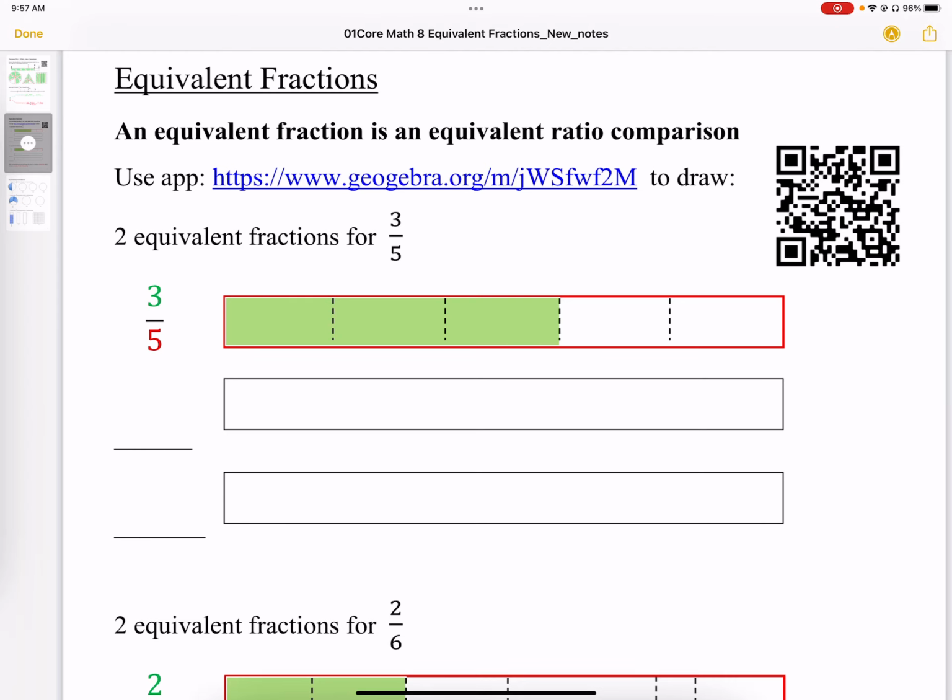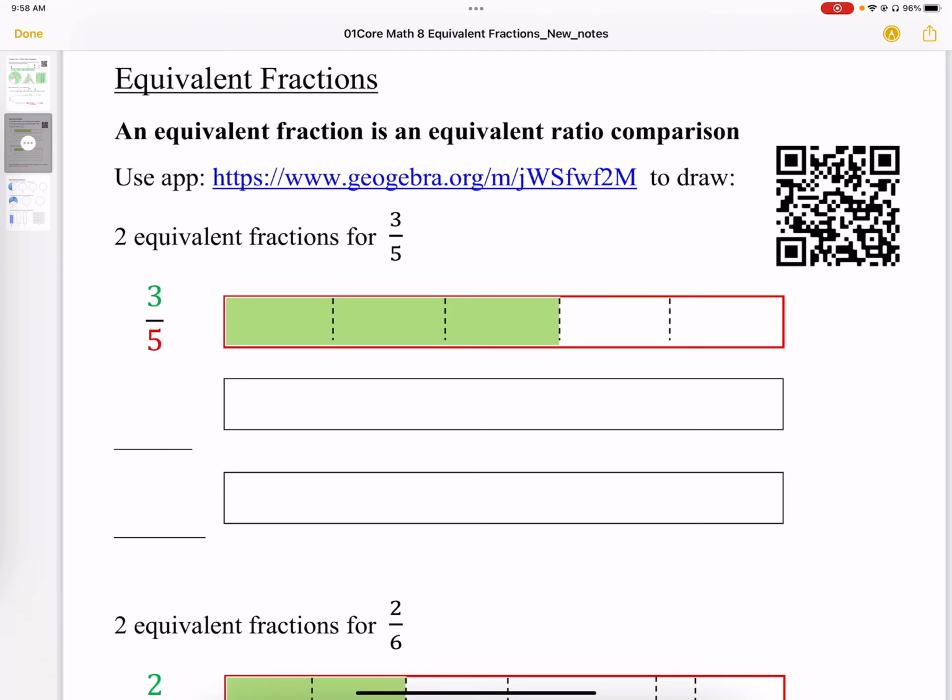So an equivalent fraction is fractions that are equal to each other but have different terms in the numerator and denominator. So the app that we just did is the one that you can use to help you out with this exercise. So if I want to find an equivalent fraction for 3 over 5, here I have 3 parts shaded out of 5 parts whole, and I want to come up with another fraction for this.